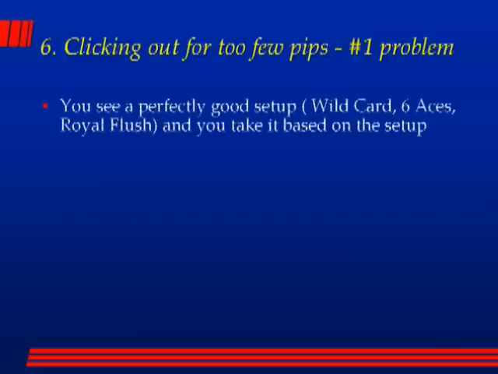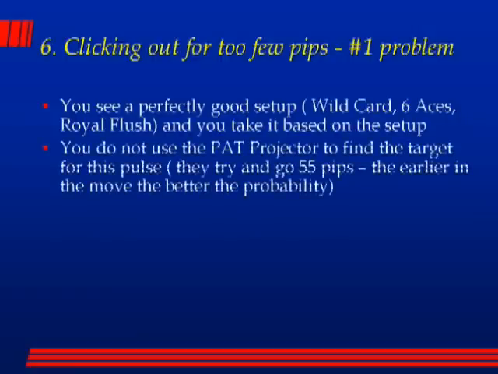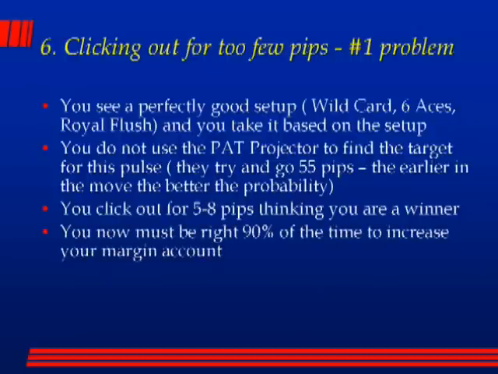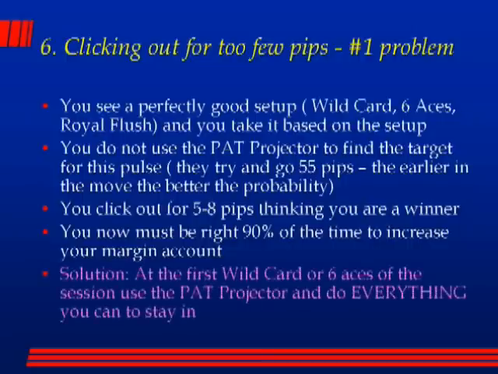Number 6, clicking out for too few pips. This is the number one problem for traders. You see a perfectly good setup and you take it based on the setup. You do not use the PAT projector to find the target for this pulse of energy coming into the market. Big boys try and go for 55 pips, and the earlier in the move, the better the probability that they will hit that 55 pips. You click out for 5 to 8 pips thinking you're a winner. You now must be right 90% of the time to increase your margin account. So you won the battle, but you just lost the war.